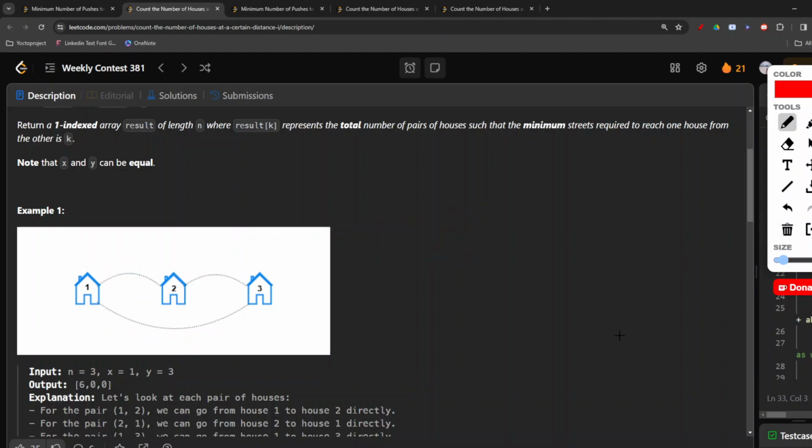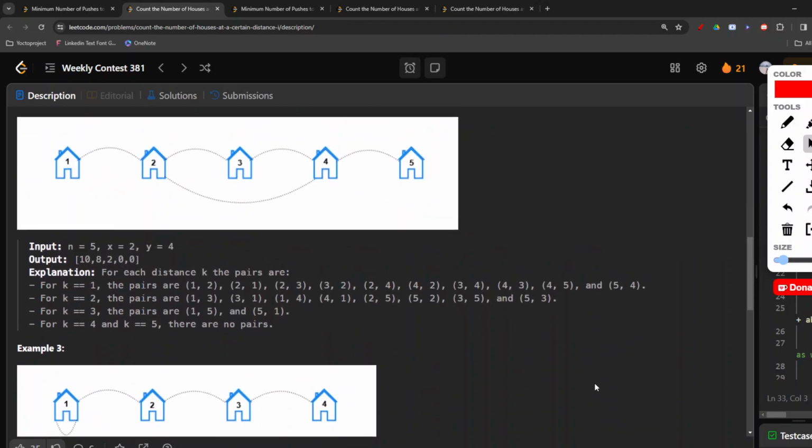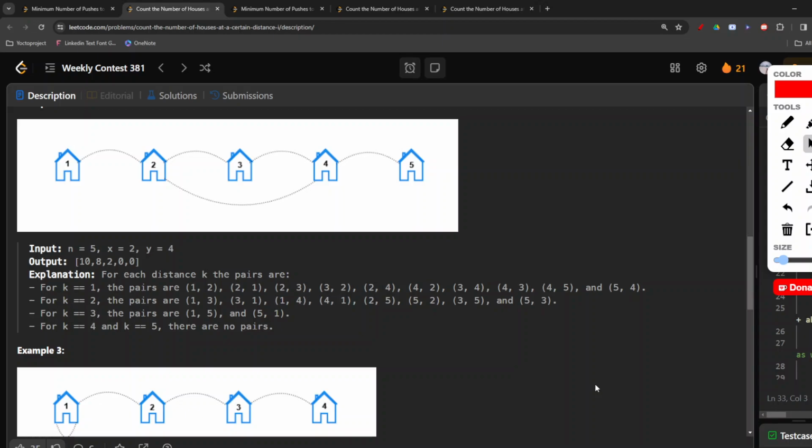Now comes the part. Let us take the second example which is given to us. Now here in this second example, we have 5 houses. So now in these 5 houses, there is an extra street from x equals 2 to y equals 4.